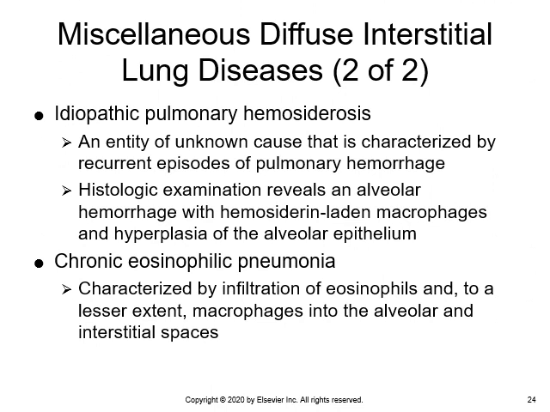Chronic eosinophilic pneumonia is characterized by infiltration of eosinophils and, to a lesser extent, macrophages in the alveolar and interstitial spaces. Clinically, a unique feature of this disorder is often seen on the chest radiograph, consisting of peripheral distribution of pulmonary infiltrates. This radiographic pattern is commonly referred to as a photographic negative of pulmonary edema.